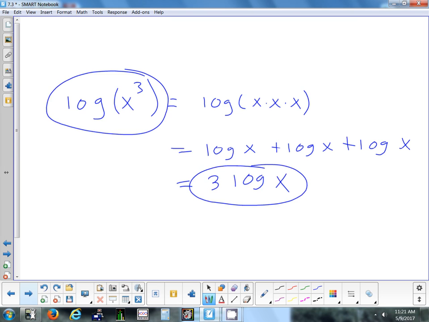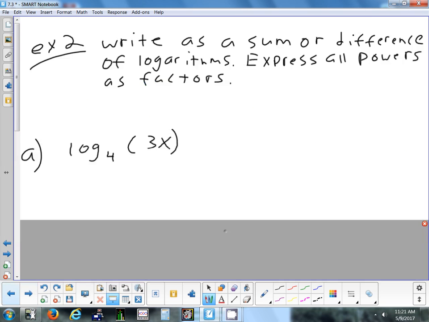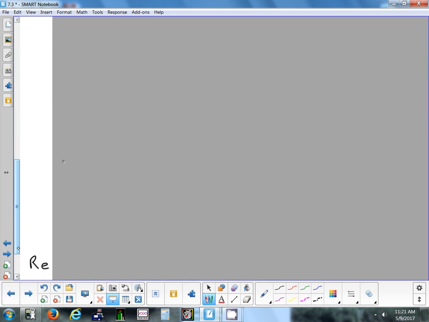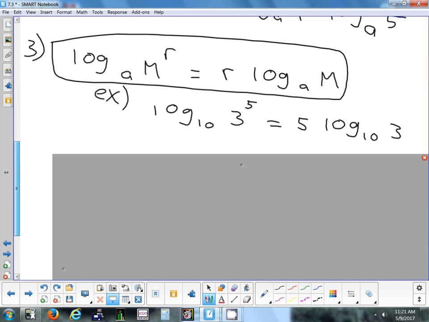Yeah. You just bring the 3 to the front. Exactly. But I wanted you to understand why you can bring the 3 to the front. This is why. If you have exponents inside an argument, you're allowed to take that and bring it to the front. Just like I did right there. And I showed you another example right here. Log base 10 of 3 to the 5th. You're allowed to take that 5 and put it in front.